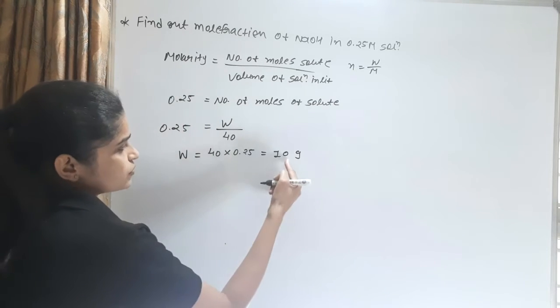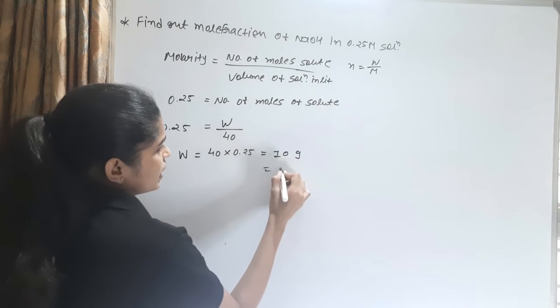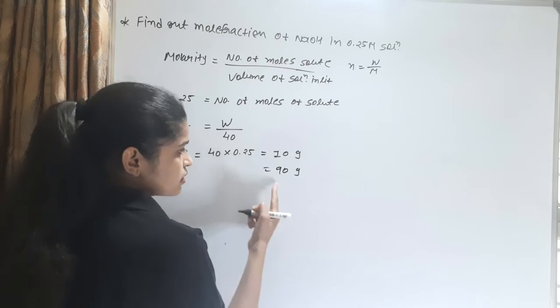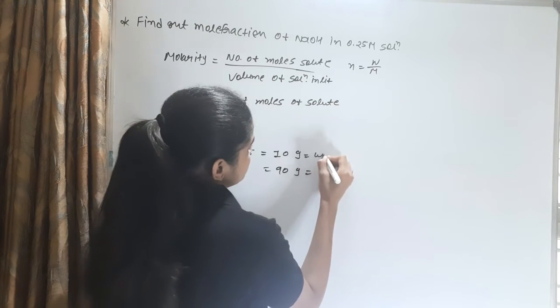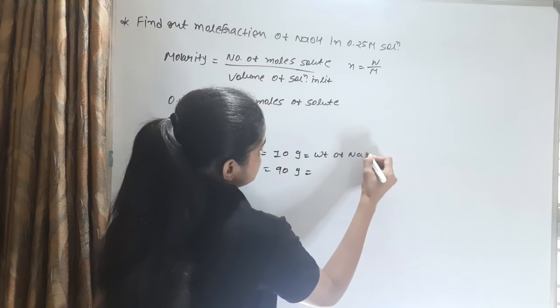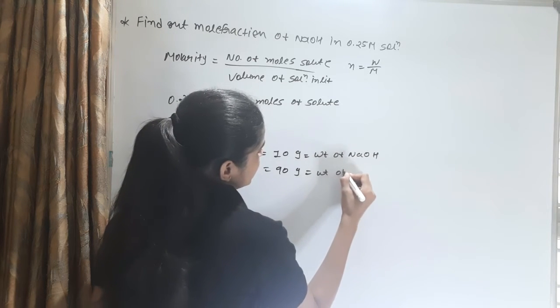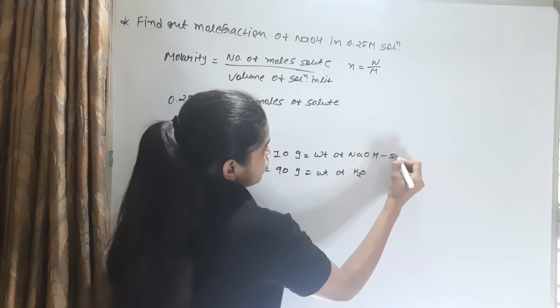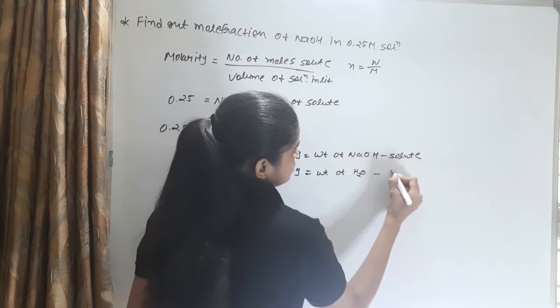The weight of the NaOH is 10 gram, and 100 minus 10 is equal to 90. So this is the weight of NaOH and this is the weight of H2O, the solute and the solvent.